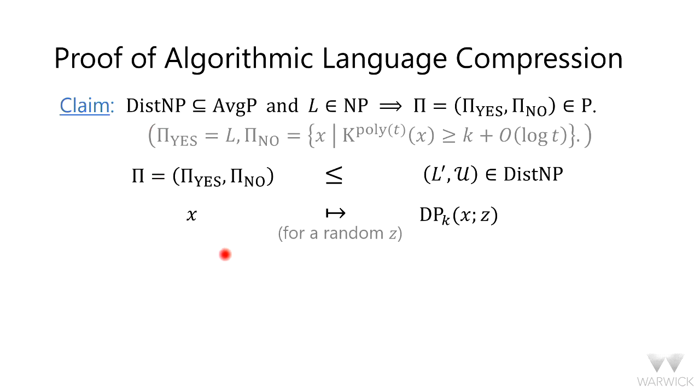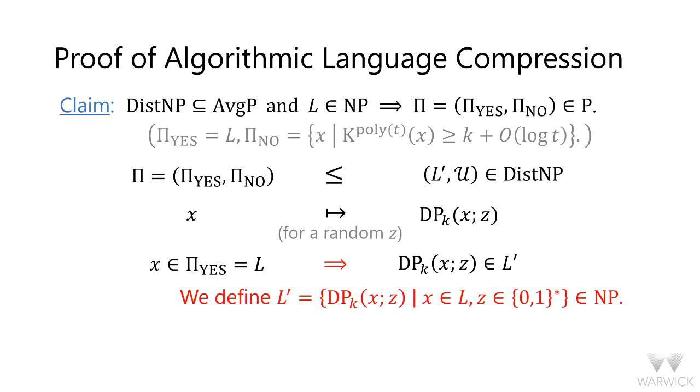So given our worst case instance X, we take our random seed Z, and we map it to dp of X and Z. That's the reduction. And the property we want for this reduction is that if you have a yes instance, it should be mapped to a yes instance for L prime. So a natural choice for L prime should be the image of L under the direct product generator. So we can naturally define L prime to be the set of dp of X where X is in the language. And you can easily show that this is in NP, and if we define it this way, it's clear that this property is satisfied. So a yes instance is mapped to a yes instance.